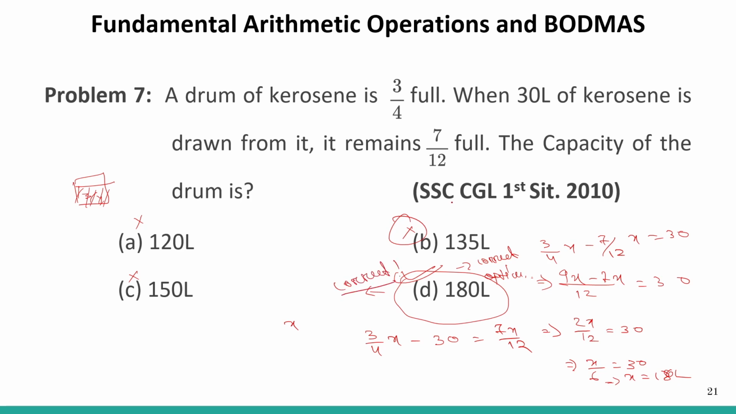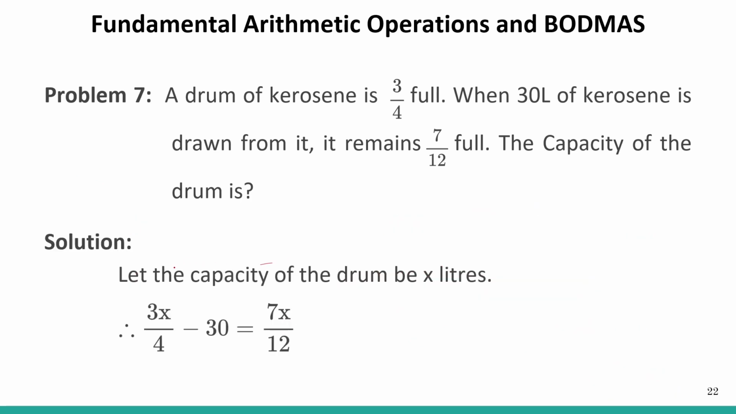So this question has been asked in SSC CGL first sitting 2010. Let's see a step-by-step solution. So let the capacity of the drum be x. So here what we took was, first we consider the capacity of drum to be x. So what we are left with is 3x by 4 minus 30 is equal to 7x by 12. So this was the algebraic equation to solve.